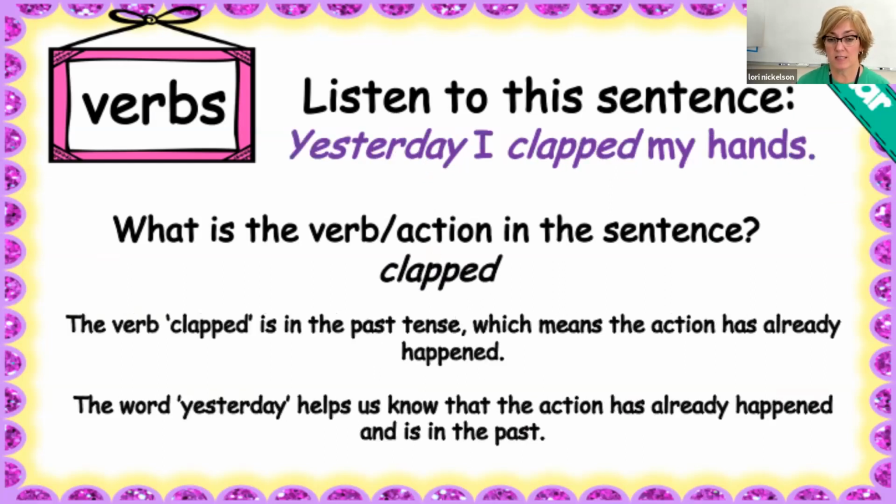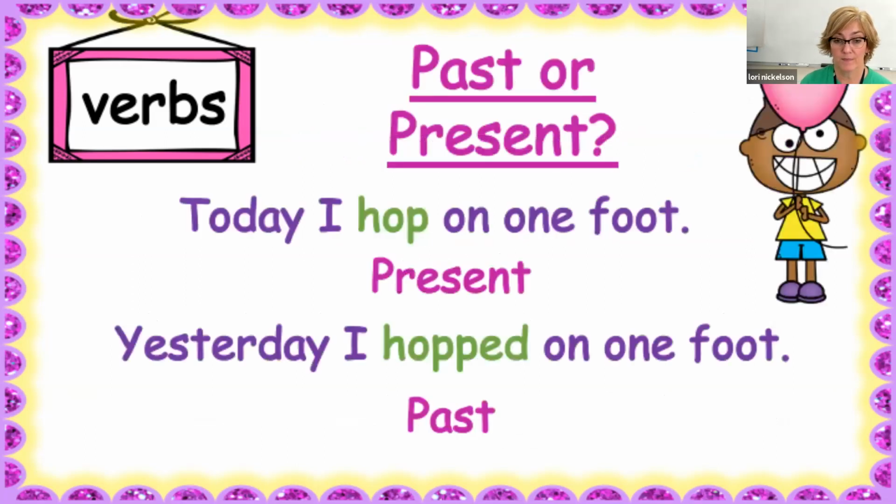Listen to this sentence. Yesterday, I clapped my hands. What's the verb in this sentence? Clapped. The verb clapped is in past tense, which means it happened yesterday. It's already happened. The word yesterday helps us know that it has already happened and is in the past.